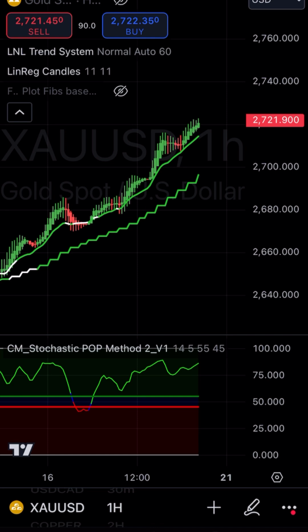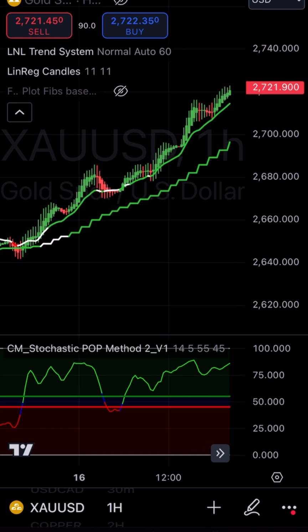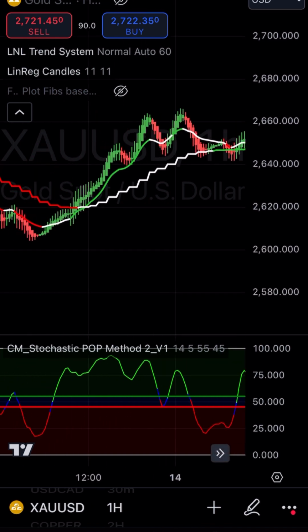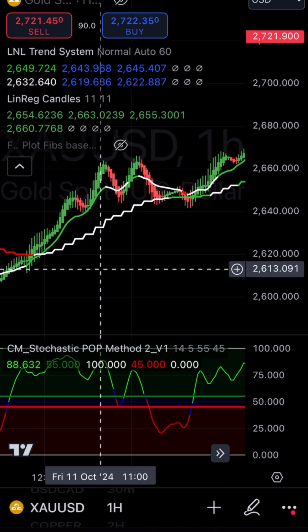If I don't see these two lines crossing on the hour, I'll go to a smaller time frame. So that's basically how it goes. So we can kind of determine right now what the price of gold is doing. And we can see that the last time it crossed was right here.